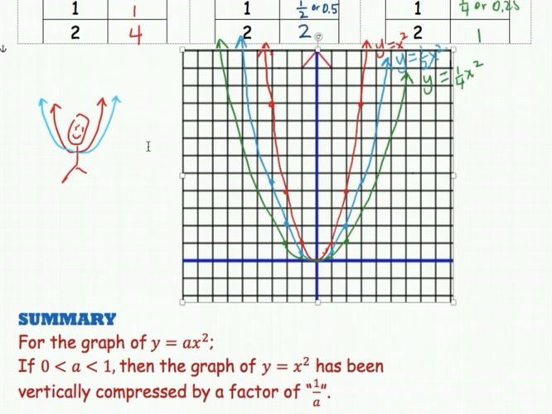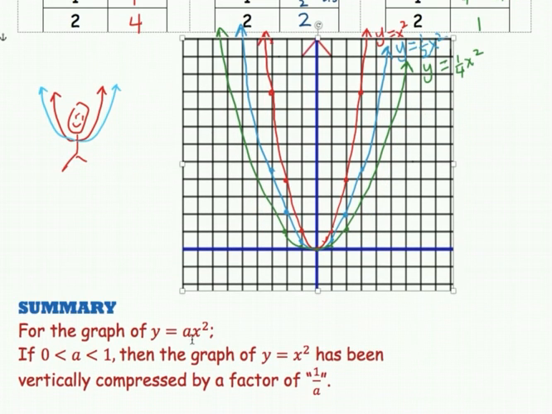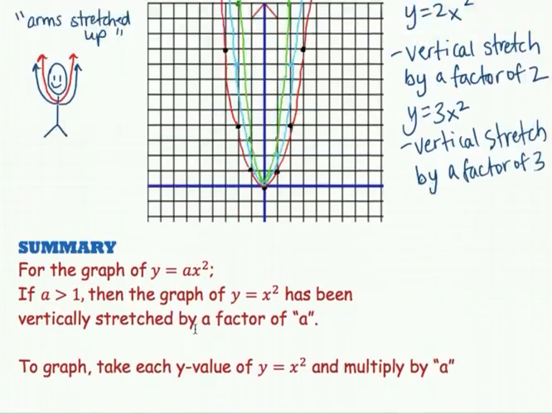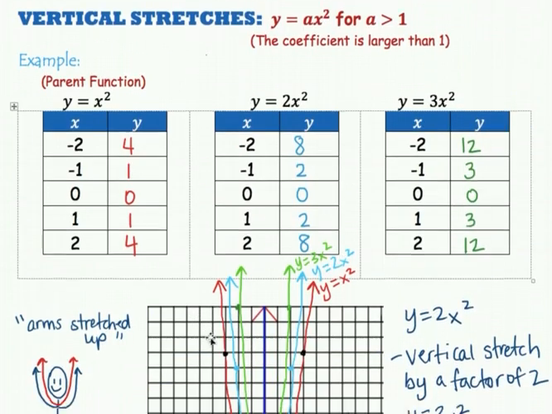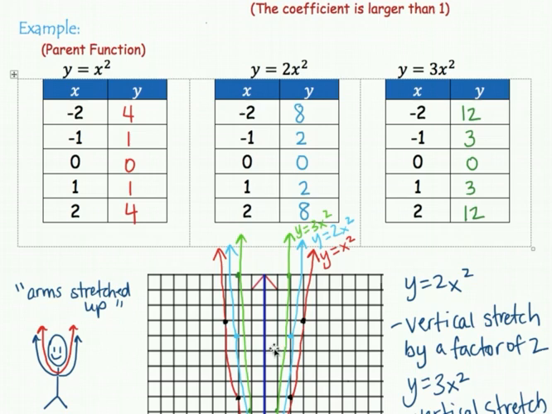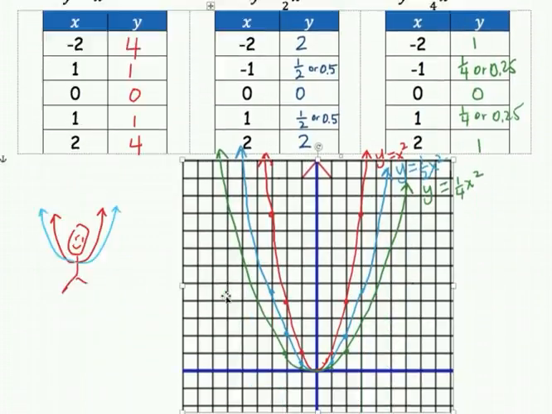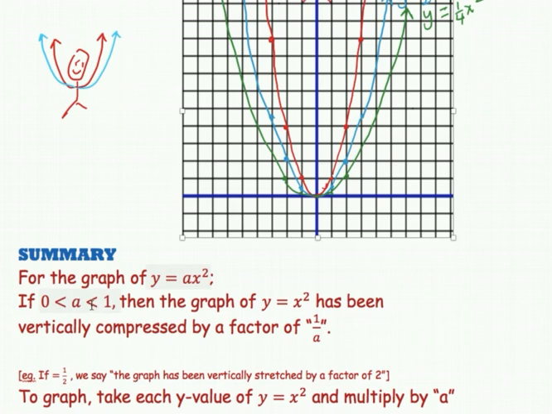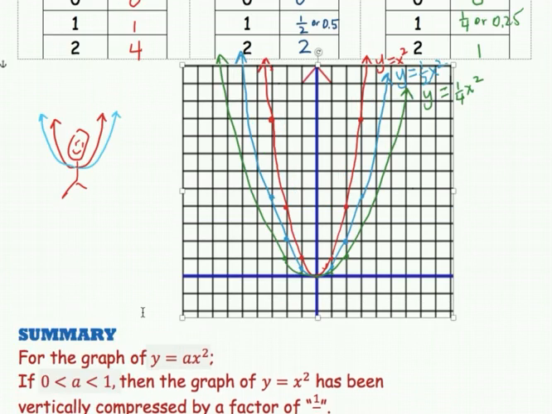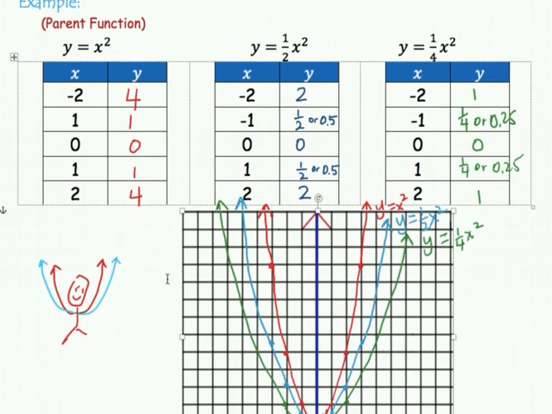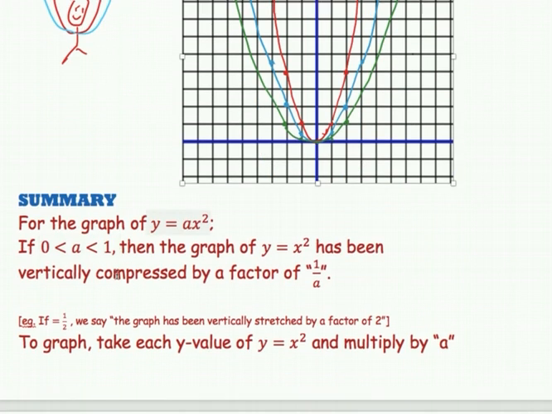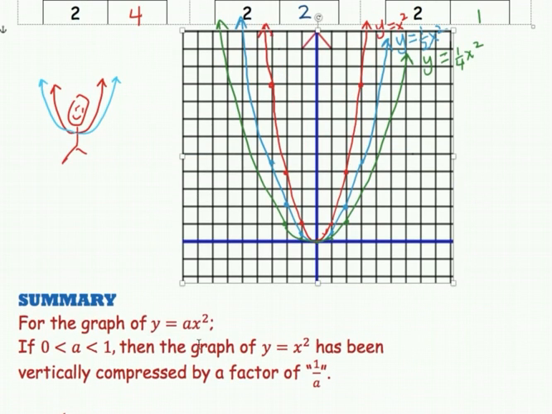Okay, so if we look at the summary here, again, we're analyzing this a value. It's important. So when it was greater than 1, we found that the stretching was greater. Okay, the arms are going up higher. But now, if the value is between 0 and 1, so it's a fraction like 1/2, 1/4, between 0 and 1, you're going to find that there is a compression, okay, by a factor of 1/a.